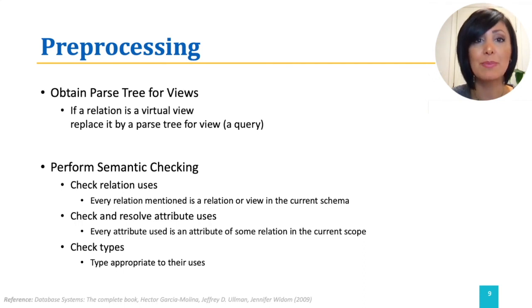Another function of the preprocessor is checking types. All attributes must be of a type appropriate to their use. For example, the types of attributes being compared should be of appropriate comparable types. In short, performing semantic checking, including checking relation uses, attribute uses, and checking types, is the responsibility of the preprocessor.